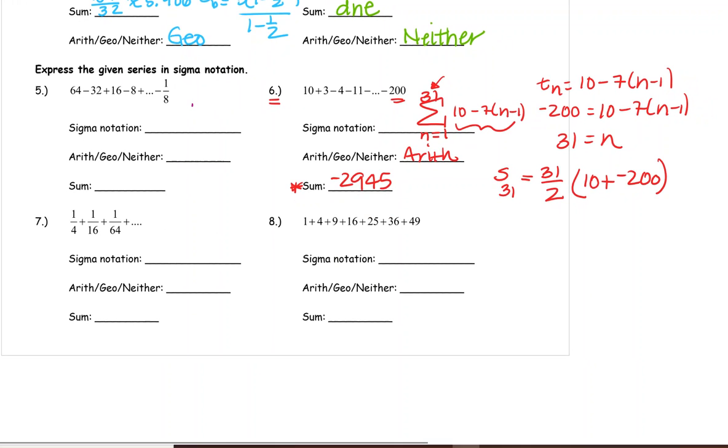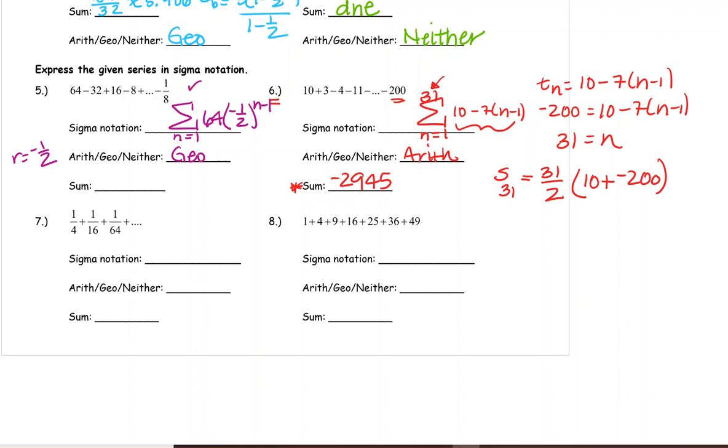Okay? So for number 5, it would be similar. I'm going to put my sigma. Obviously this is always going to start at n equals 1. I'm going to determine what type of series this is. This looks like it's geometric. Everything's getting halved, so it's geometric with r equals a half, but it's also alternating signs. So r is actually equal to -1/2. So the first term is 64, and r would be -1/2 to the n minus 1.